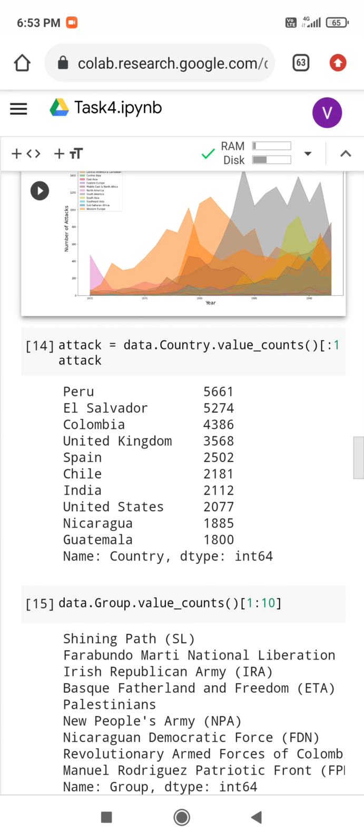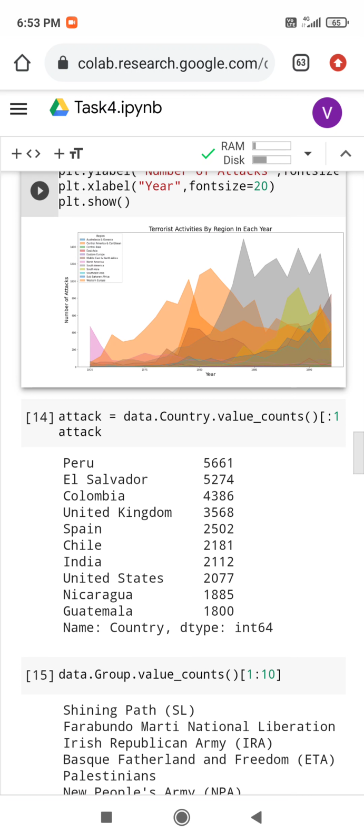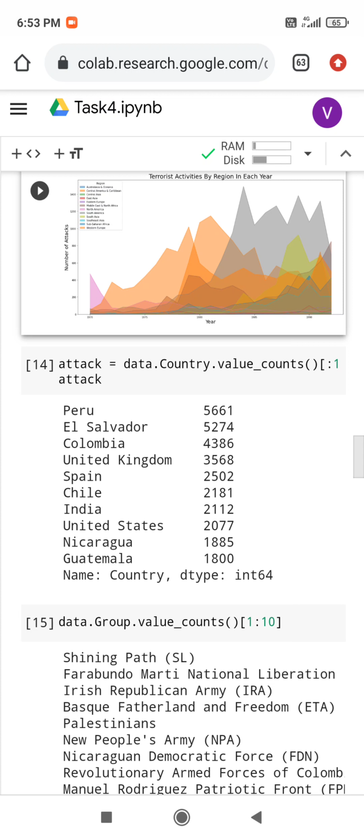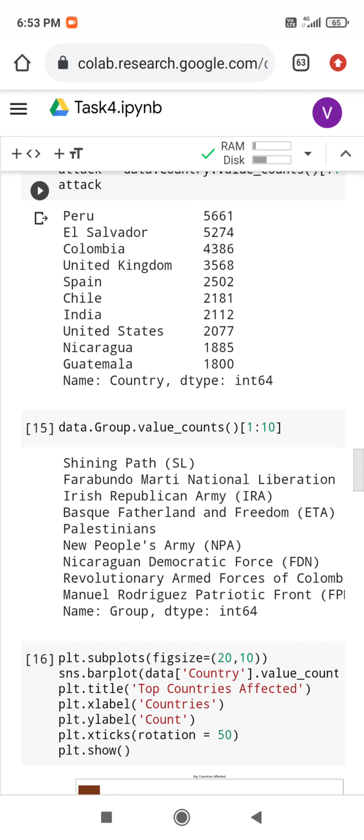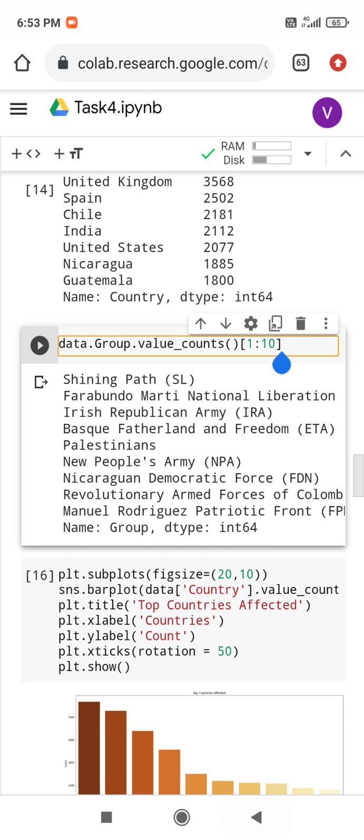Next, based on this graph we are counting how many attacks take place in each country. So for every country, these are the country names and these are the counts of the attacks that took place. And next, this is the group value of the attack.